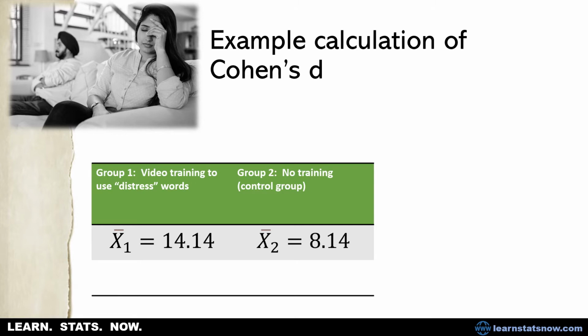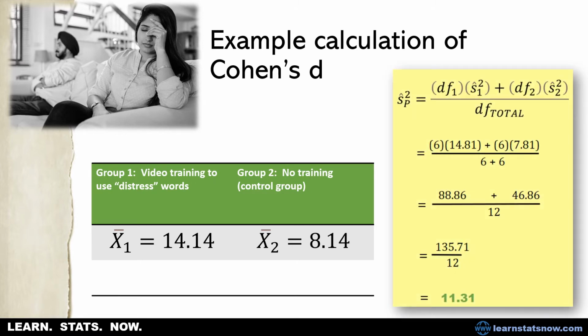We need the means for group 1 and group 2. And then the other thing we need is the estimated standard deviation in the population. We're going to start with the pooled variance, the estimated pooled variance. We're pooling the variance together, and we already did that in the prior video, and that came out to a value of 11.31.